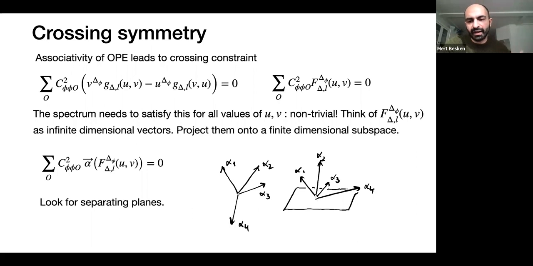So if you can find an alpha such that all of the operators that satisfy unitarity bounds lie to one side of some plane, which we should call a separating plane, if the situation is something like this, these guys can never add up to 0, right? So that means your proposed spectrum cannot satisfy crossing symmetry, so it cannot exist as a consistent conformal field theory. So that is the idea. Are there any questions at this point?